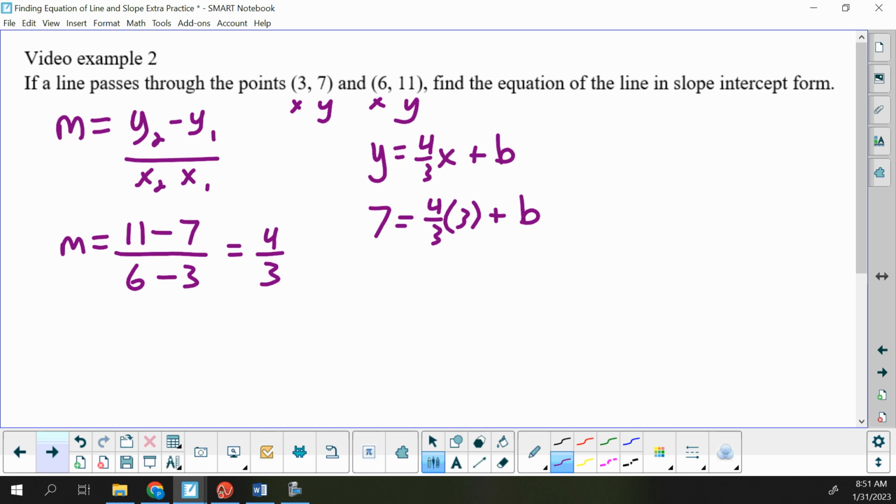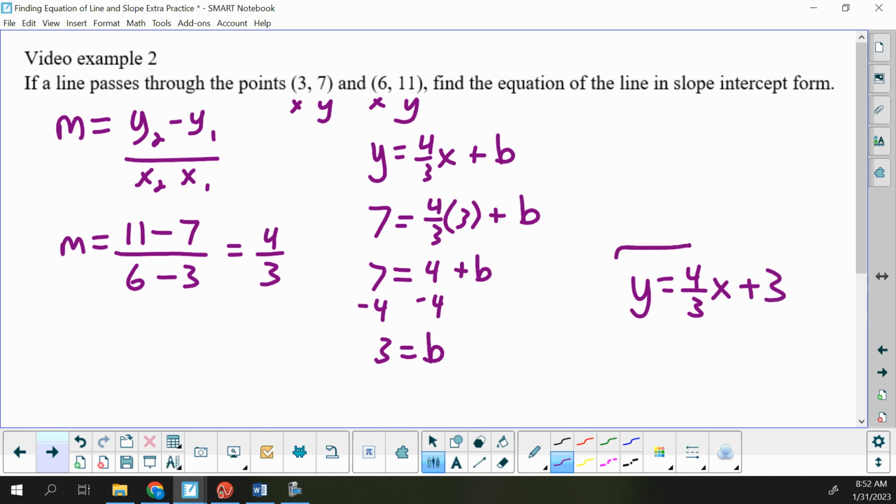It's important to always sub in parentheses, especially if the thing you're subbing in is going to be a negative. So we'll multiply those two numbers together. We end up getting 4. And we'll subtract the 4 over to get 3 for b. But that's not our final answer. We've got to fill the b in our equation. So we have y equals 4/3 x plus 3.